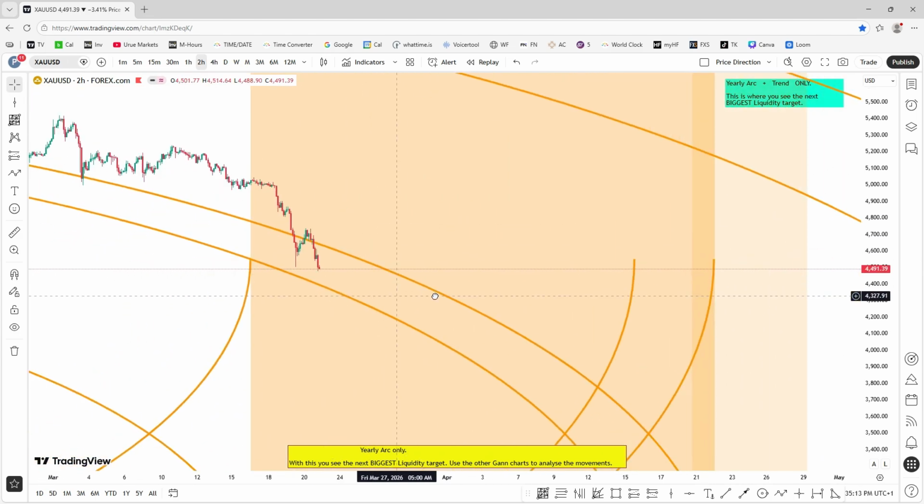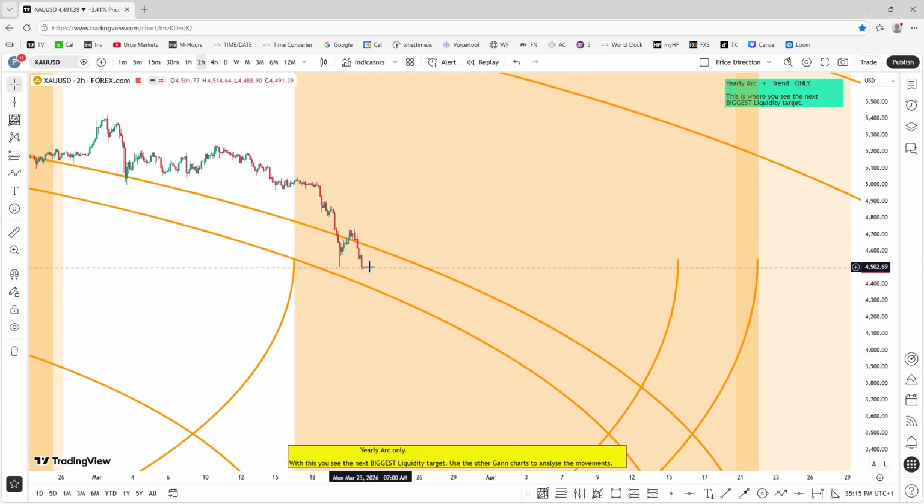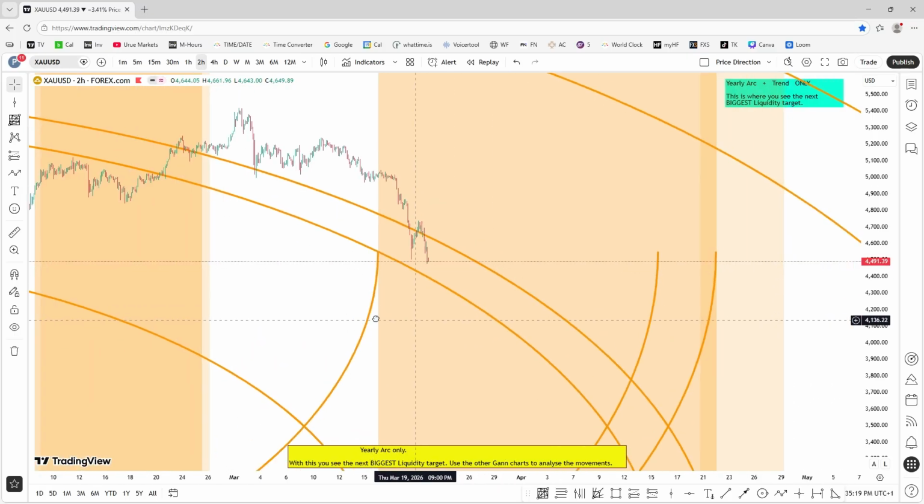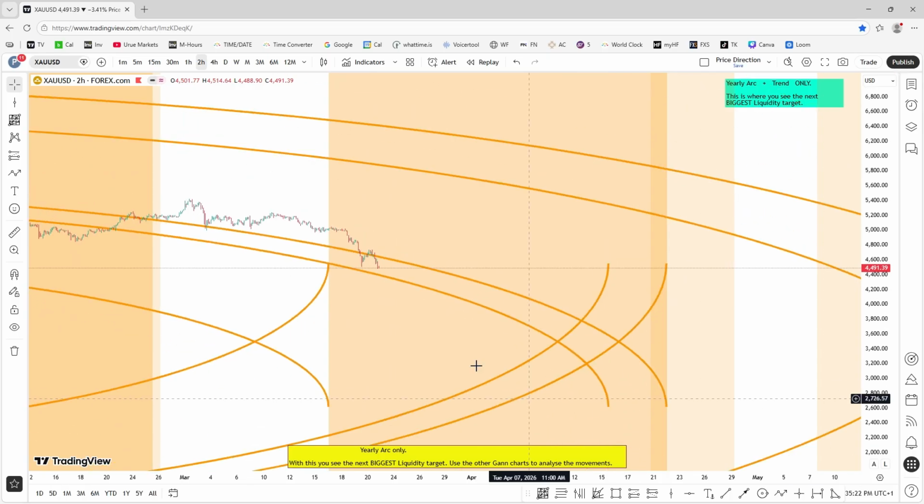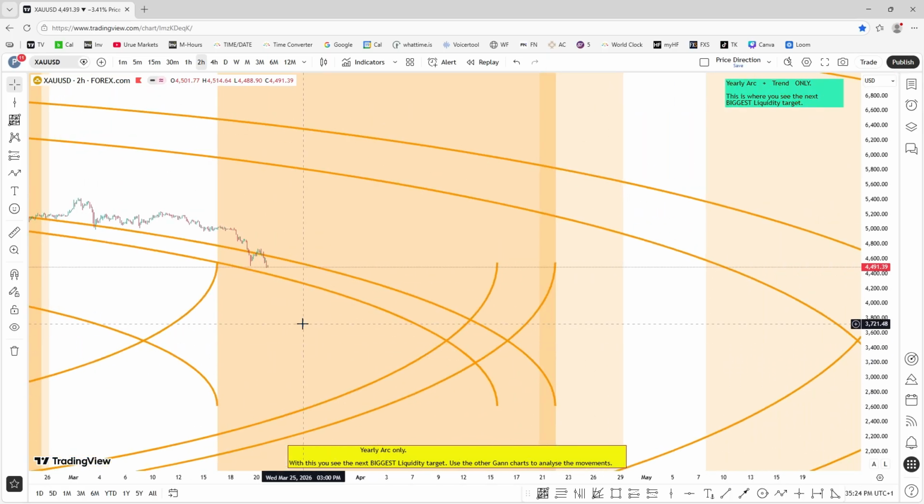Guess what? Price is resting within the yearly arc. Price always wants to go where the liquidity is much. So in the next video, we'll share with you our prediction for next week, which is the week of March 23 to March 27, which begins tomorrow. And then we'll tell you where gold is headed for next week.